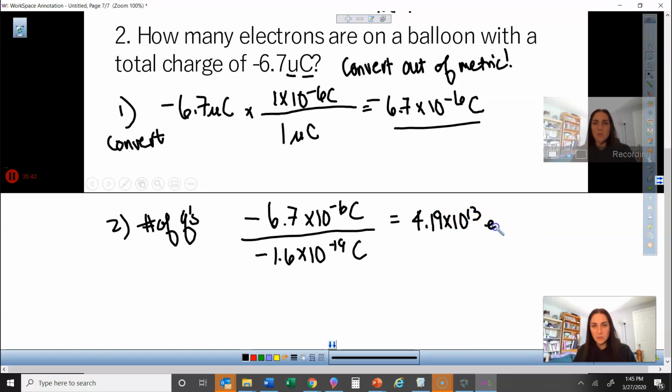So times 10 to the 13, this is in electrons. Because it says electrons, the units are electrons. I will ask that on your quiz: is it protons or electrons? So make sure you have this understanding as well. And notice that these cancel to make it a positive number, again, because we're counting.